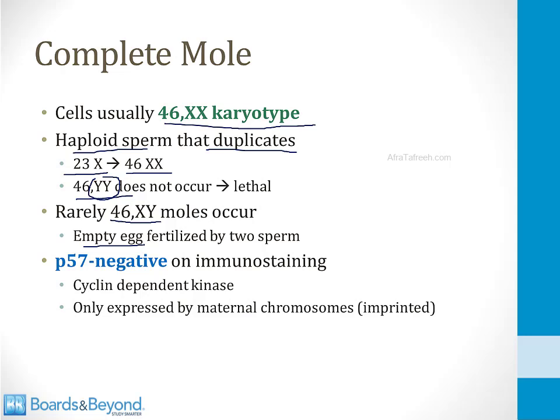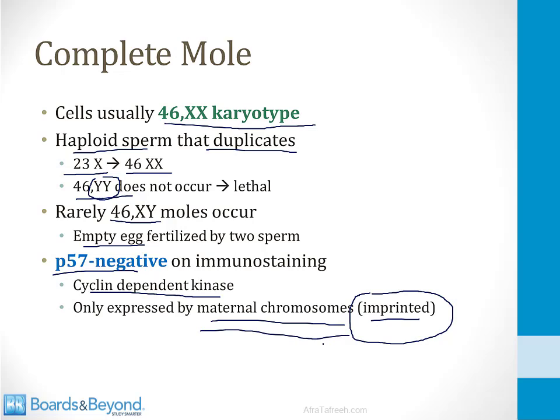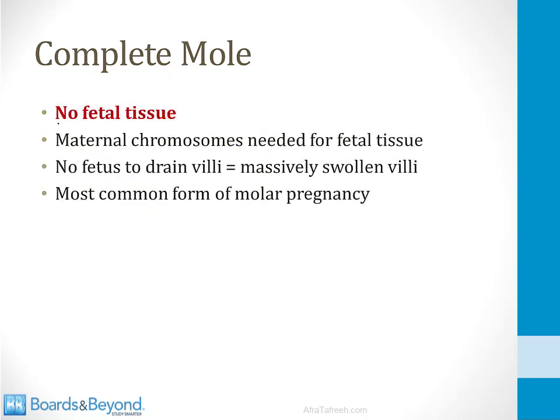There is a special type of immunostaining that can be done to identify complete moles. It's staining for the P57 protein. P57 is a cyclin-dependent kinase, and it is only expressed on maternal chromosomes. It is imprinted, so it's not expressed by paternal chromosomes. I talk about the genetic process of imprinting in a video in the genetics section, but for our purposes here, what this means is that P57 will only be expressed if maternal chromosomes are present inside the hydatidiform mole. And in a complete mole, there are only paternal chromosomes, so those cells of that molar pregnancy will be P57 negative.